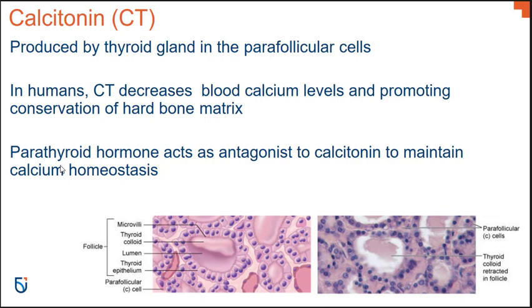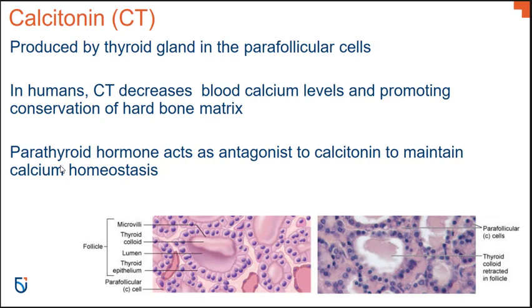If calcium levels are high in your blood, then calcitonin will work to decrease these levels by promoting removal of calcium from the blood. And when calcium is removed from the blood, our body will deposit it into bone, which really promotes conservation of the hard, bony matrix that is our bone.